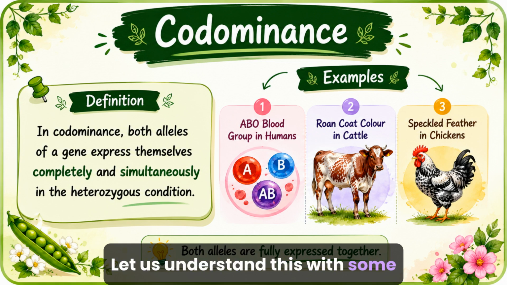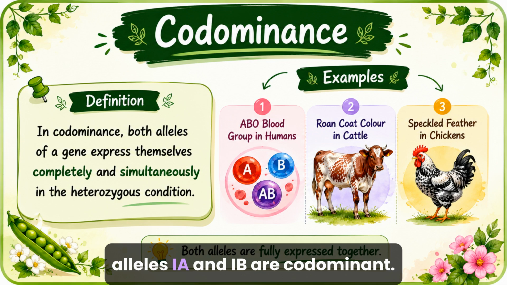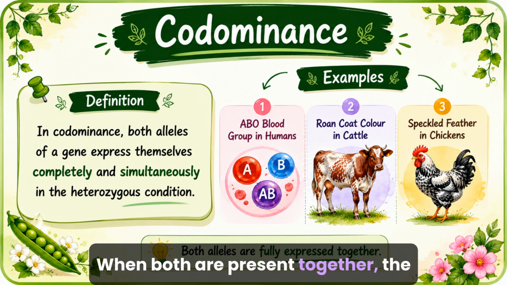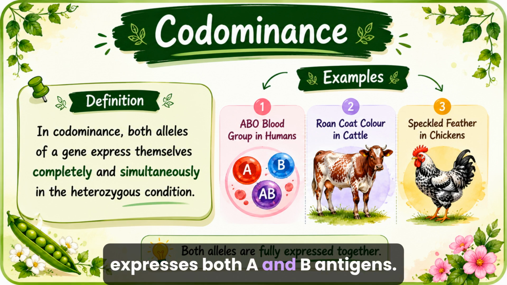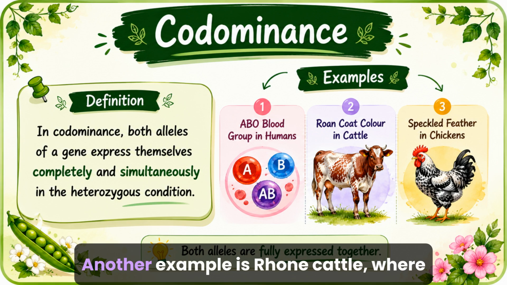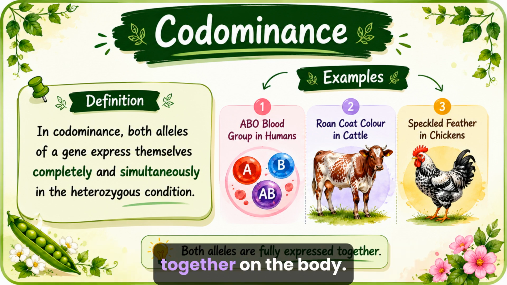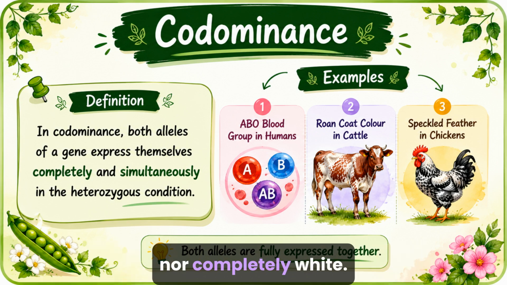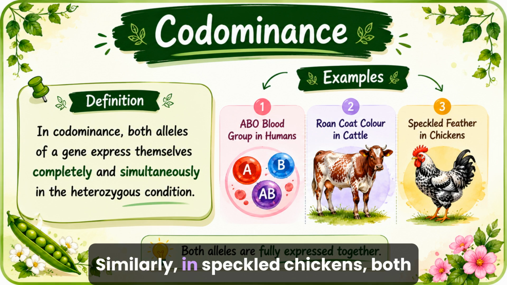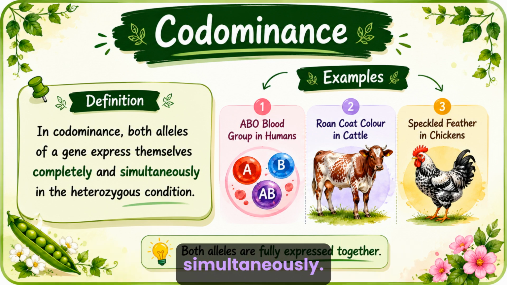Let us understand this with some examples. In the ABO blood group system, the alleles IA and IB are codominant. When both are present together, the individual has AB blood group and expresses both A and B antigens. Another example is Roan cattle, where both red and white hair are present together on the body. The offspring is neither completely red nor completely white. Similarly, in speckled chickens, both black and white feathers are visible simultaneously.